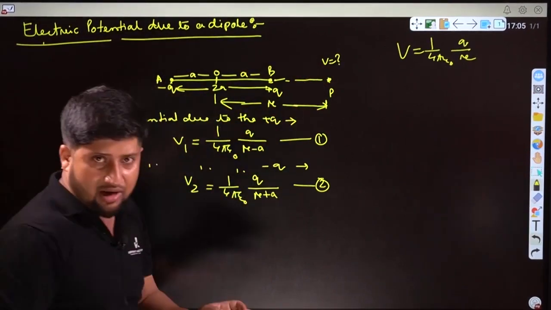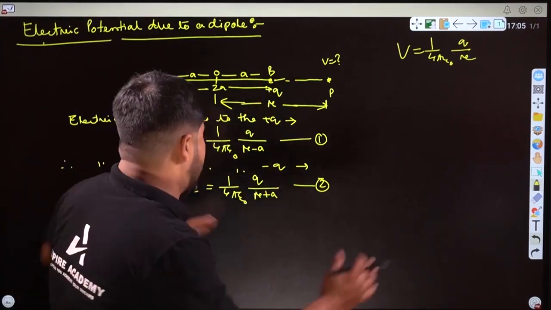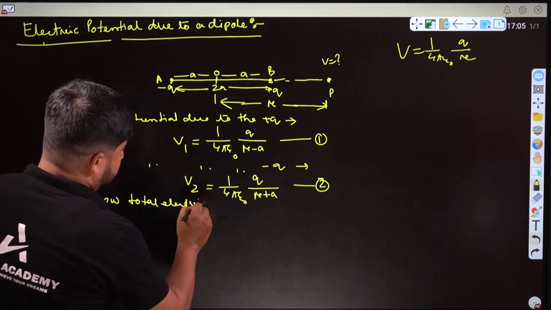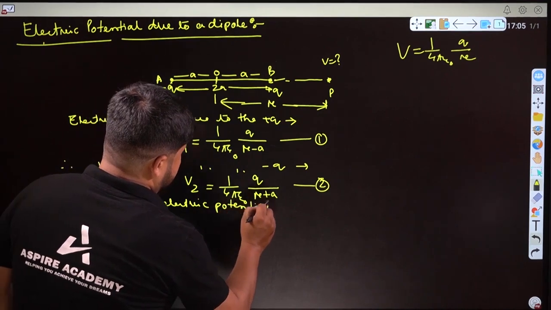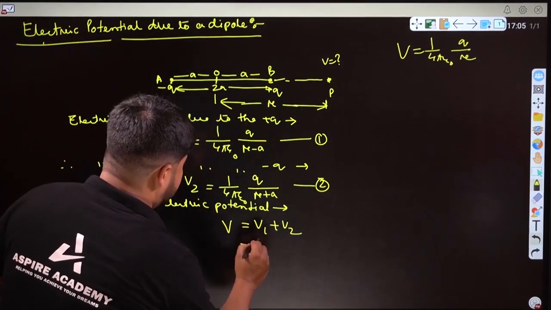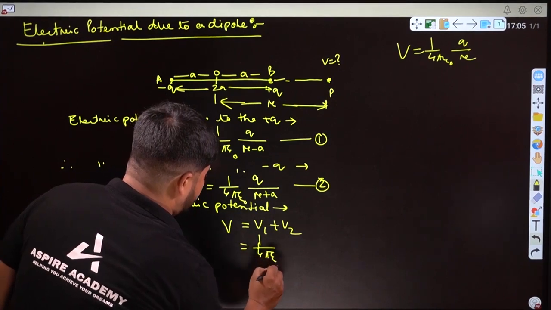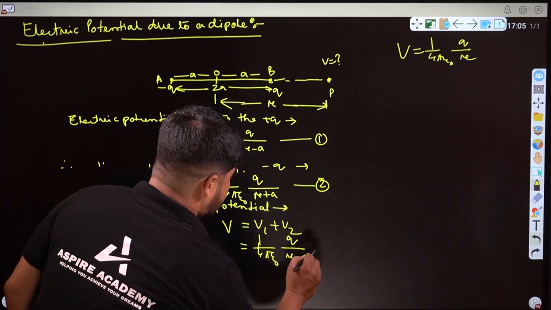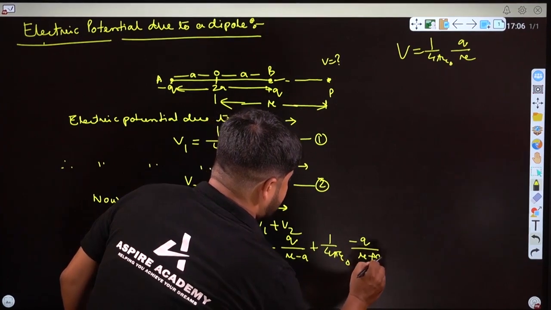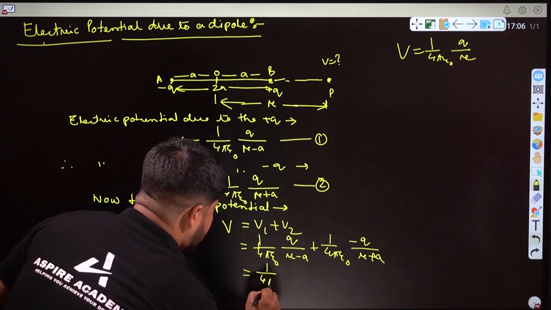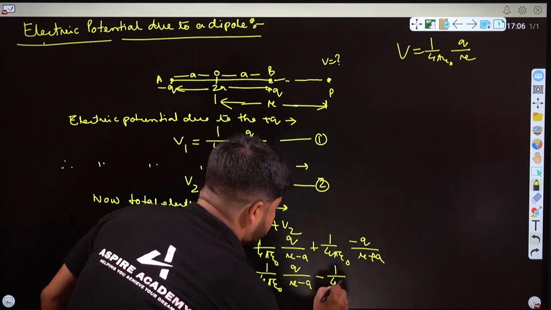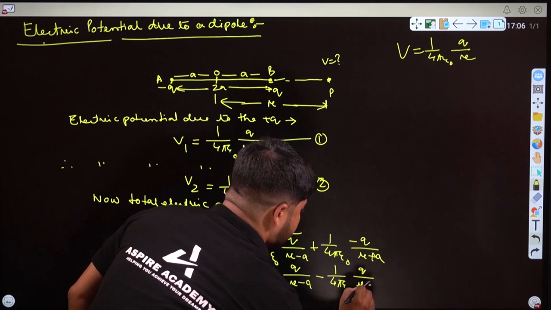There are two charges, so two potentials. So for the total charge, what do we need to do? We need to add. So now the total electric potential V is equal to what? V1 plus V2. V1 is equal to what? 1 by 4 pi epsilon naught Q by R minus A plus 1 by 4 pi epsilon naught minus Q by R plus A. So 1 by 4 pi epsilon naught Q by R minus A minus 1 by 4 pi epsilon naught Q by R plus A.